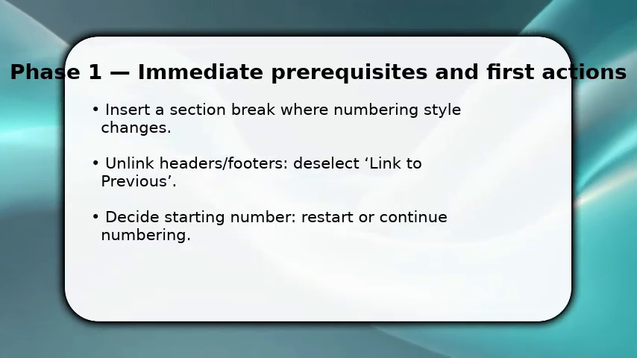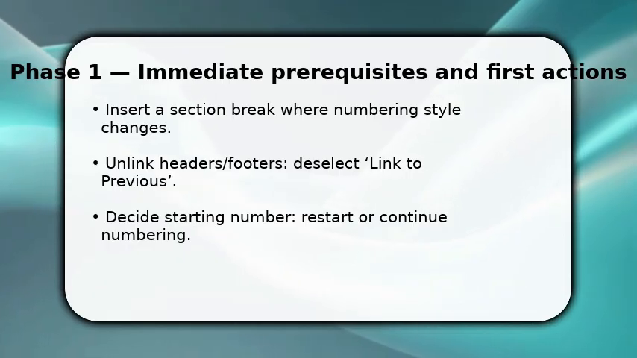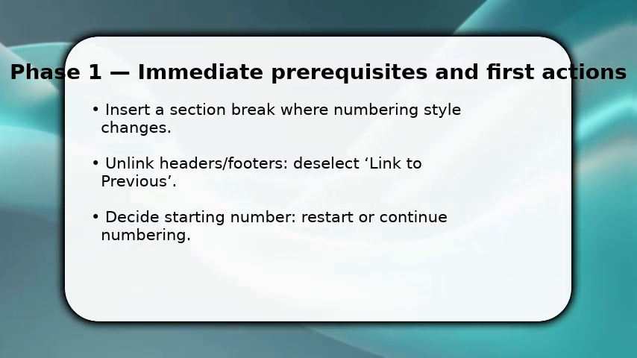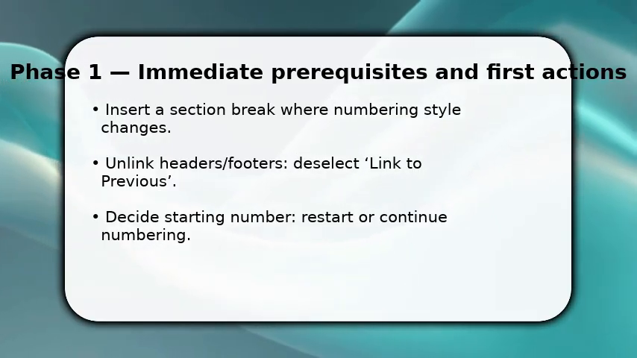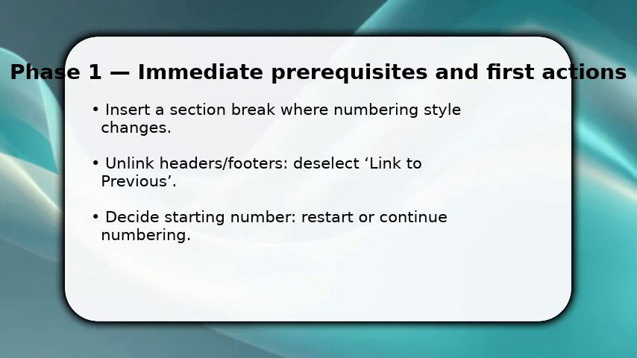You begin by creating distinct sections in your document. Insert a next page section break at each transition point. Once done, open the header or footer for the new section and disable link to previous so numbering can differ.